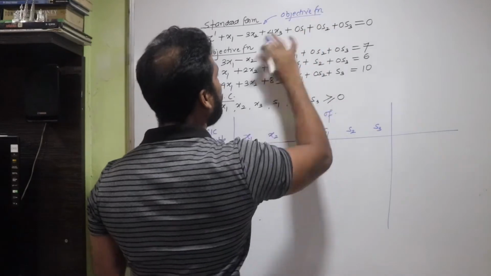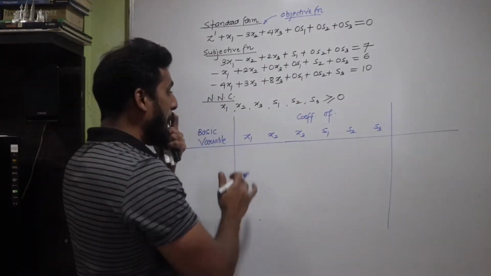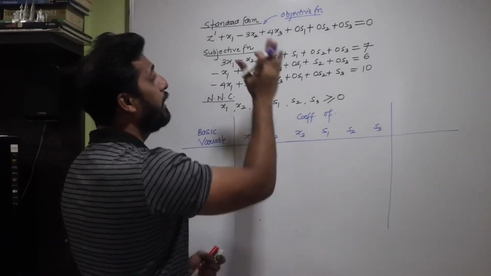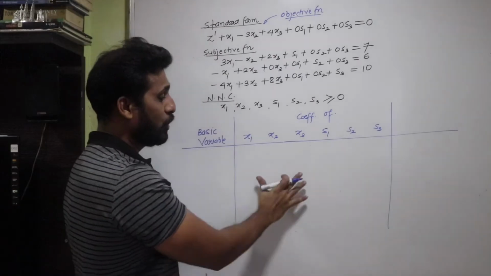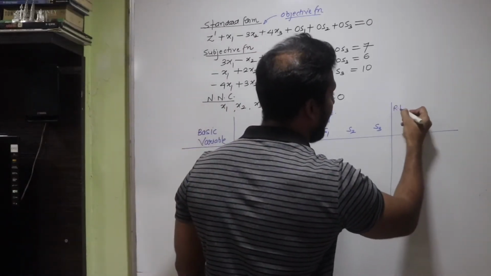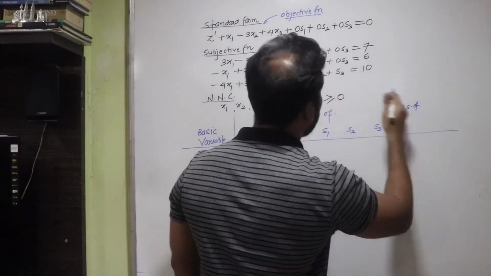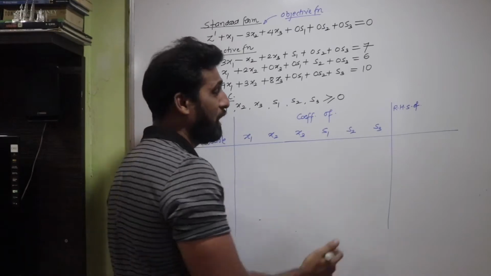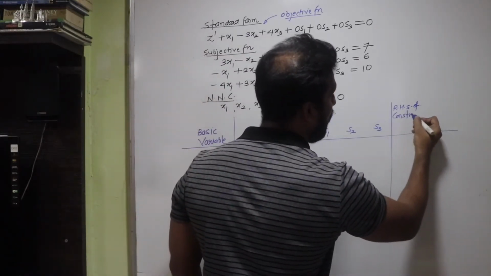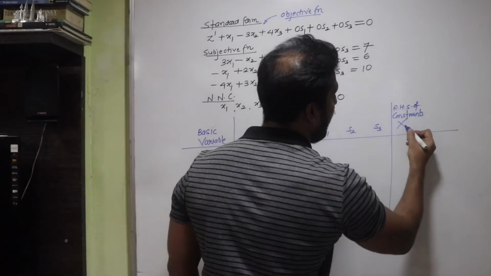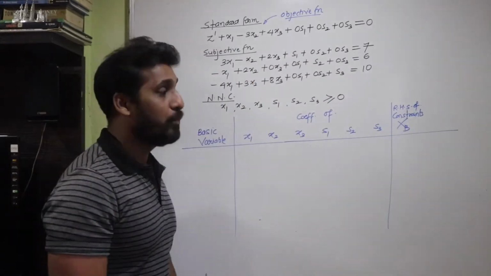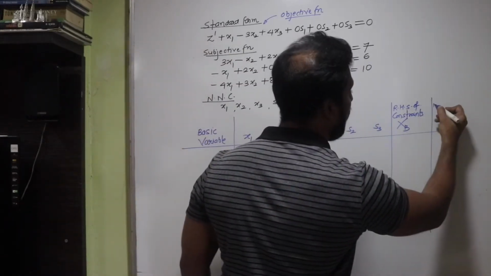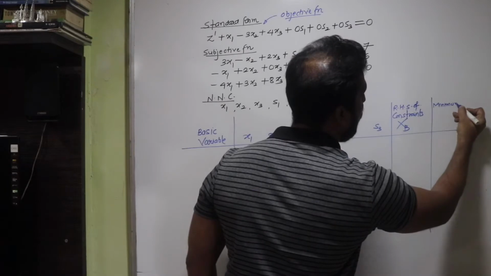And then we have the subjective functions. So for the variables x1, x2, x3, s1, s2, s3, I'm going to write the coefficients of all the variables in the objective as well as the subjective functions over here. The next thing is the RHS of the constraints, the inequations which have been transformed into equalities, or you can say the subjective functions. We call it XB. If you remember, it was called XB, the right hand side of all the subjective functions. And finally we have something called the minimum ratio.